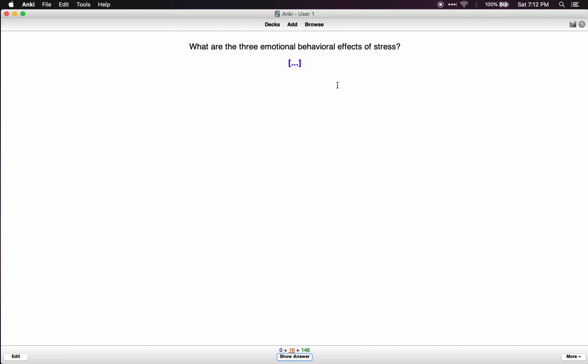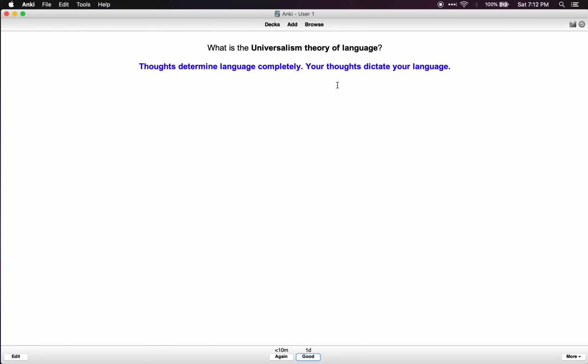Okay. What are the three emotional? Anger, anxiety, and addiction. When you're stressed, you're addicted to games or whatever. Universalism theory of language states that thoughts determine language.